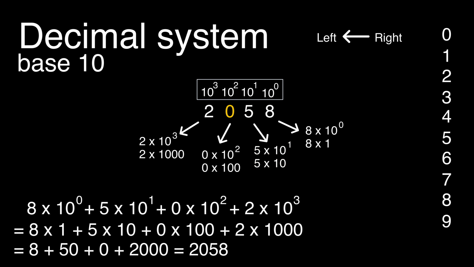The next digit is 0, and it is the third digit from the right, and therefore is 0 into 10 to the power of 2, which is 0 into 100, which is just 0. The fourth and last digit from the right is 2. Therefore, it is 2 into 10 to the power of 3, which is 2 into 1,000, which is 2,000. The addition of these would be 8 plus 50 plus 0 plus 2,000 gives you 2,058. Now, you must be wondering why we did this exercise, but as you'll see, the process is very similar for binary numbers.